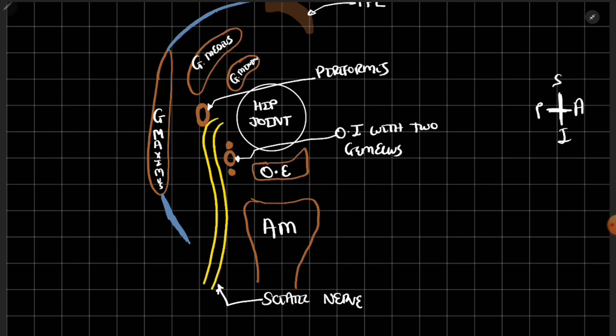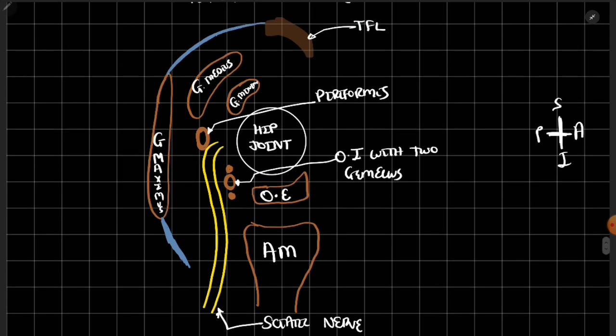Now we talked about how some vessels and nerves go above the piriformis and some vessels and nerves go below the piriformis. So basically, just a second, I will tell you the artery. Which artery goes above the piriformis? So basically the superior gluteal artery. So the superior gluteal artery, let me draw it.